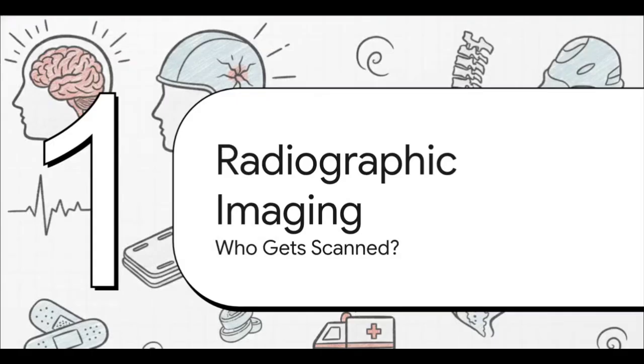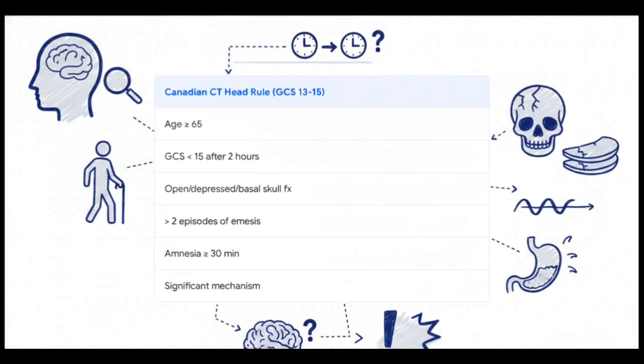All right, Section 2, Radiographic Imaging Guidelines. Who actually gets a scan? We need strict, evidence-based criteria because we can't just scan everybody, but we definitely can't afford to miss a lethal bleed. This is where you lock in the Canadian CT head rule for patients with a GCS of 13 to 15. Memorize this checklist. Patient is 65 or older.